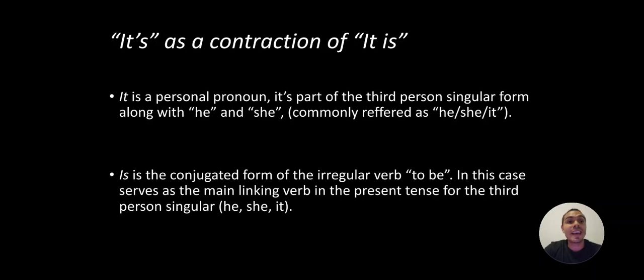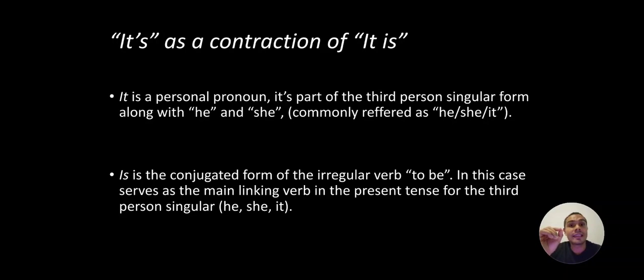Now, let's dive into what interests us the most for this class. It's as a contraction of it is. Okay? So I would like to break it down in two pieces. It and is, right? So first thing first, it, right, is a personal pronoun, okay? So it's just part of the third person singular form. What you guys know as he, she, it, right? So it's just part of that singular form, okay?